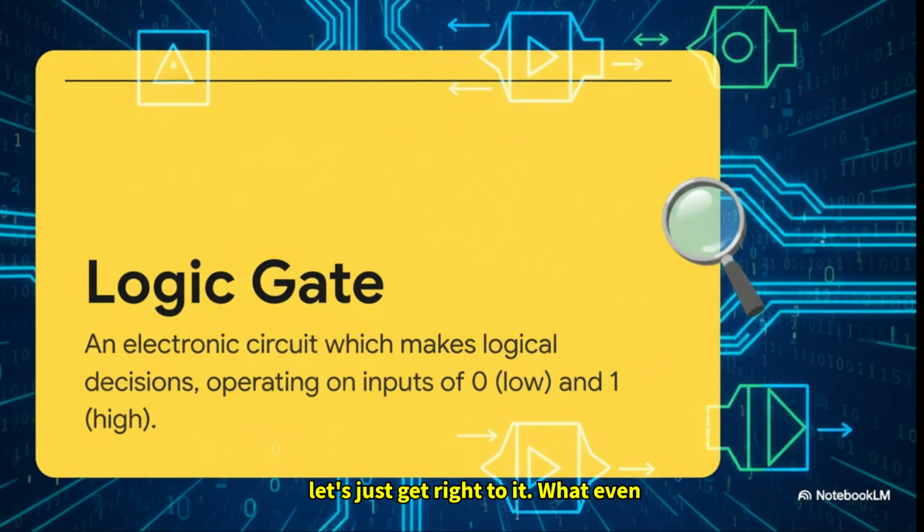What even is a logic gate? Well, it's basically a tiny electronic circuit. The best way to think about it is like a bouncer at a club. It looks at the signals coming in, which are either a 0 for off or a 1 for on, and based on a really specific rule, it decides whether to let a single signal out the other side.